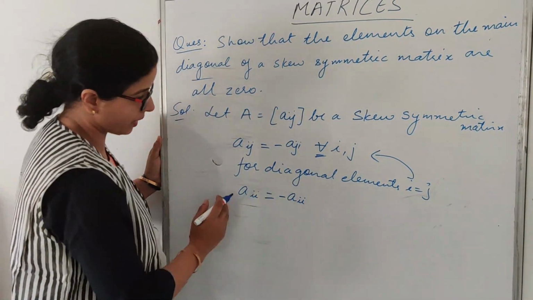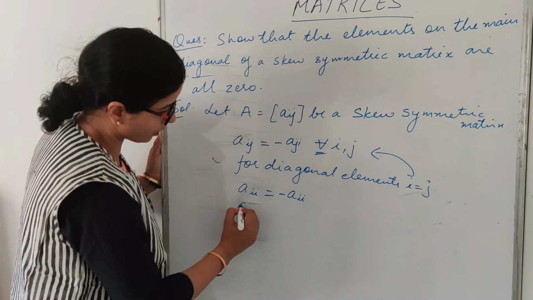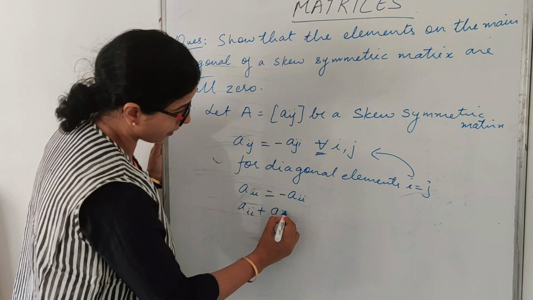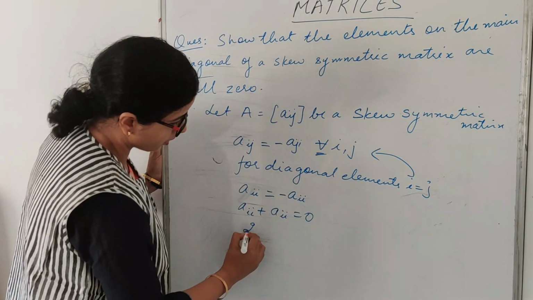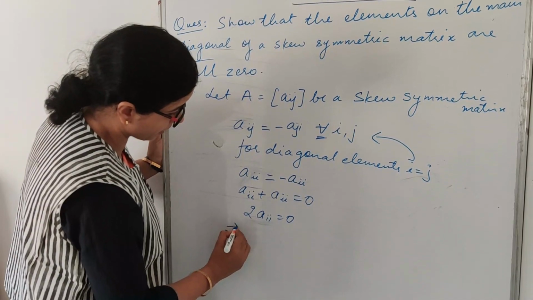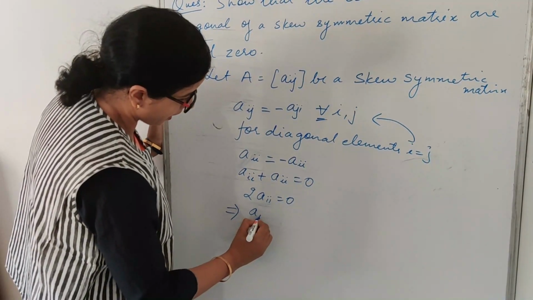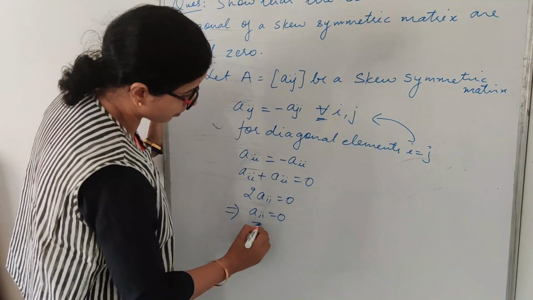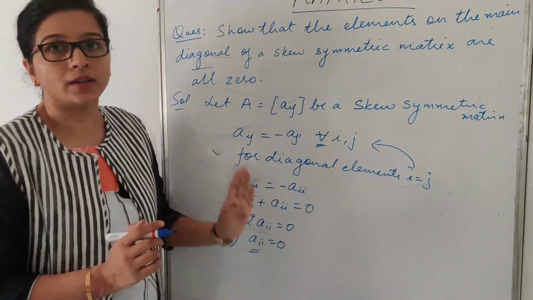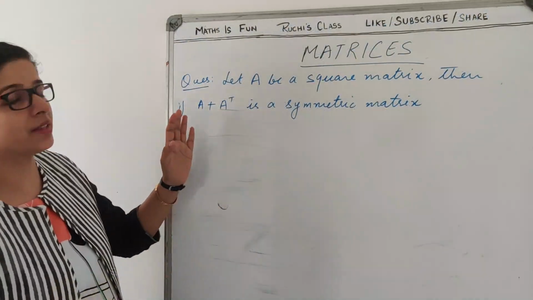Clear? Bring it this side. We can add these two quantities. Aii plus Aii equal to 0, so 2Aii is equal to 0. This implies Aii is equal to 0. It means the main diagonal elements of a skew symmetric matrix are 0. So now let us see the next question.